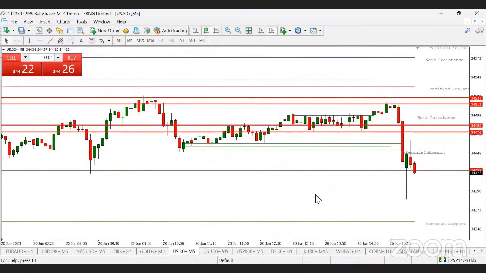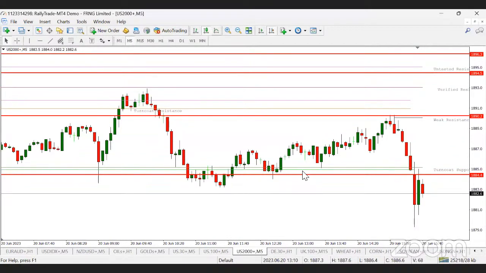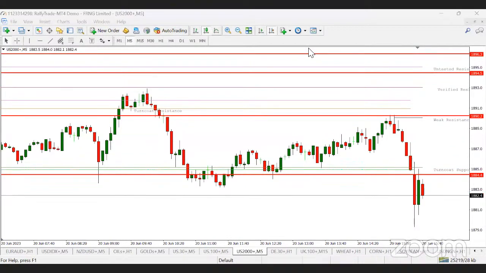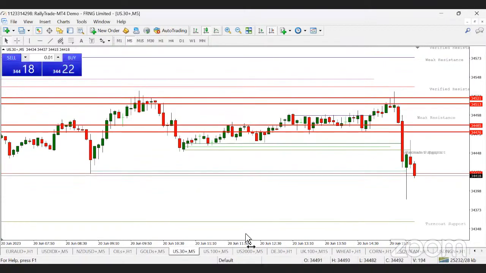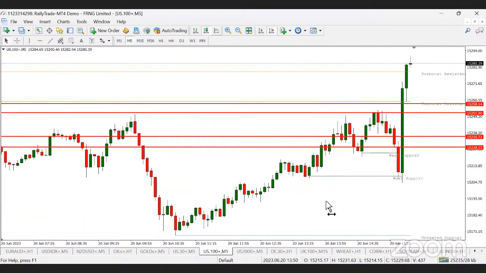US 2000 will still sell. Indices is not buying. Indices is selling. Look, US 2000 is selling. US 30 is selling. I told you about the market forces on US 100.